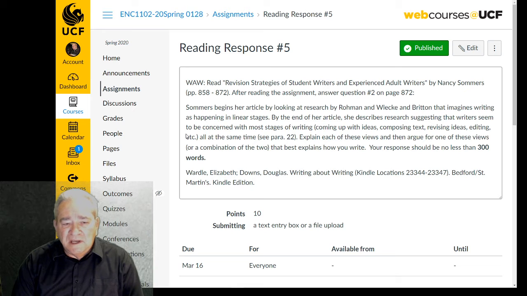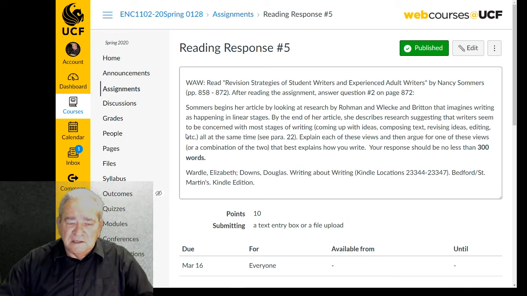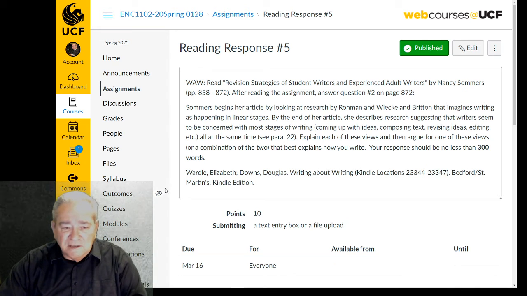And be sure, again, to quote something directly out of the book and cite it. I'm beginning to mark off on reading responses. You've already probably seen me catch some of them. But I'm marking off if there's not a citation. So the citation is required to give you some practice on citing, both in-text citation and references.